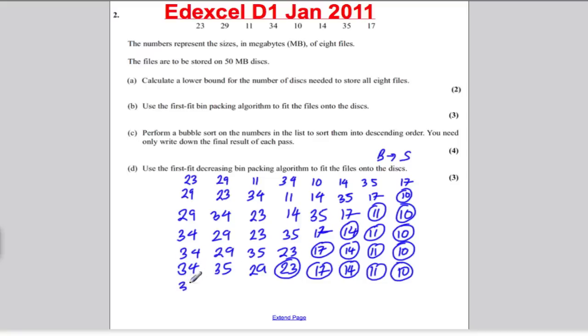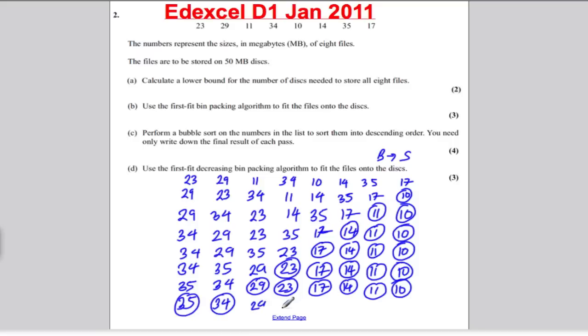Okay, and here we do need to make one final swap. So the 35 goes there, the 34 goes there, and 29 is confirmed as the next smallest. But remember, the bubble sort needs to run through the algorithm once without having a swap to know it's finished. So it has to go through one more time, and without making any swaps there, it knows it's finished, and hence you have the numbers in descending order as required in the question for 4 marks.